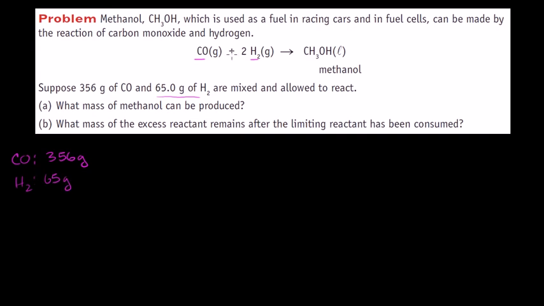They're mixed and allowed to react. And they say, what mass of methanol can be produced? And then they say, what mass of the excess reactant remains after the limiting reactant has been consumed? So that tells you this is a limiting reactant problem, that we have too much or too little of one of these two reactants. The one that we have less of is the limiting reactant. That'll dictate how much of the product we can produce. And the one that we have more of is the excess reactant. But first we have to figure out which is the limiting and which is the excess.